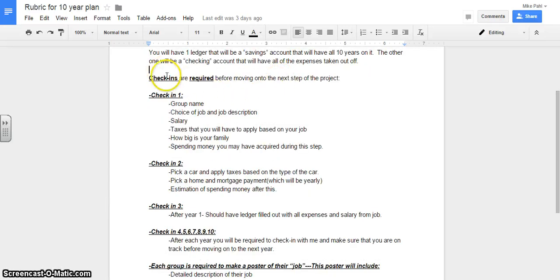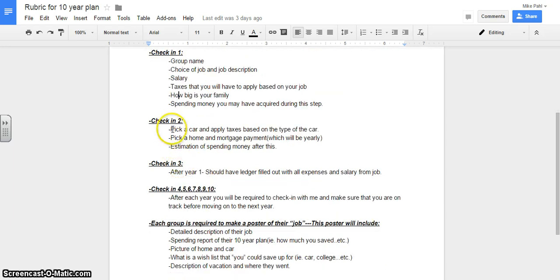Check-ins are required before moving on to the next step of the project. In check 1, you must have your group name, choice of job and job description, salary, taxes that you'll have based on your job, how big your family is, and spending money that you have required during this step. In order to move on to step 2, you have to check in with me to make sure that you have all those done. If you do not, you cannot move on to step 2. I won't let you. So you must check in with me before moving on to each step.